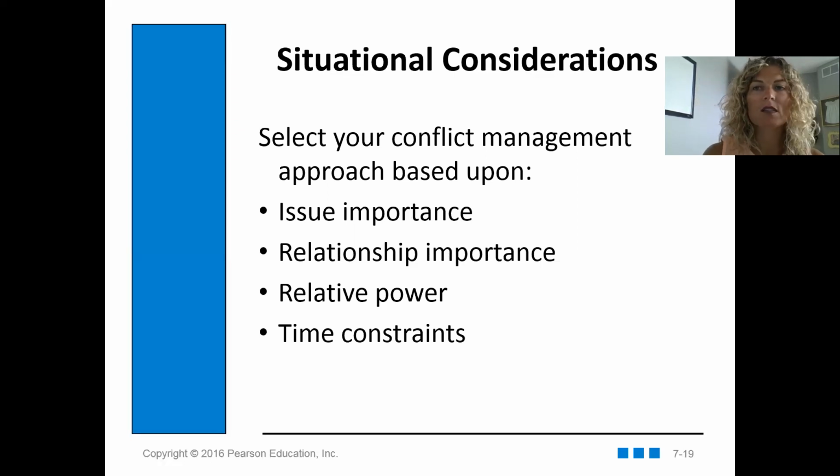The last one is time constraints. How quickly does this need to get resolved? Does this need to get resolved immediately, or do we have time to talk and brainstorm and go back and forth? Time constraints is the only consideration that takes collaboration off the table if I have tight time constraints and I don't have a lot of time. Collaboration is not a quick strategy. It just takes time to be able to resolve a conflict through collaboration. So that's really the only time that collaboration is not an option.